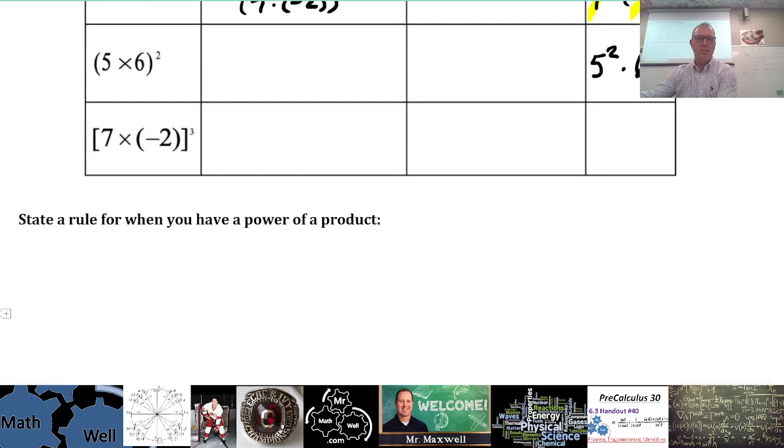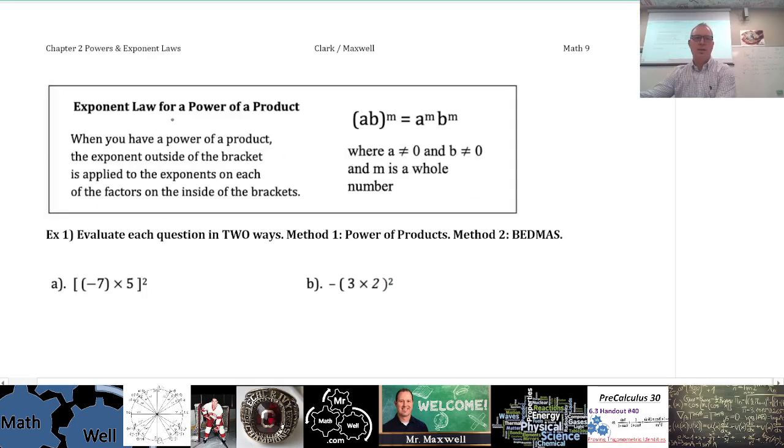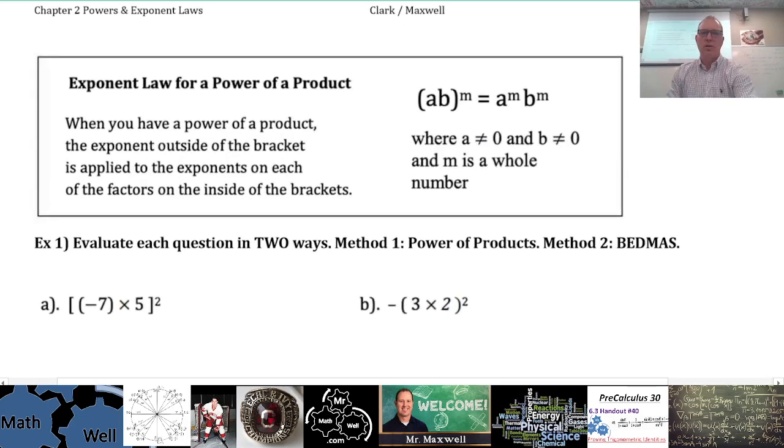The next page gives us the exponent law for the power of a product. So let's just focus on this. I think you have a blank to fill out here. So here's the one way of putting the rule as well. When you have a power of a product, the exponent outside of the bracket is applied to the exponents on each of the factors. Okay, so that's a little bit next level there, but it's applied to each factor inside of the brackets. And this right here is really important.